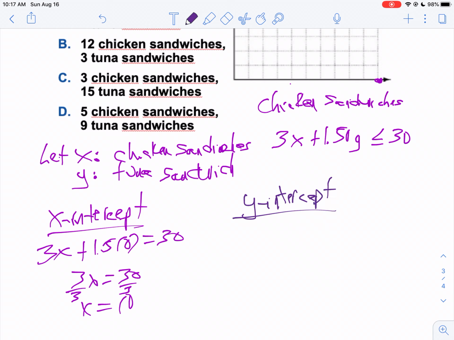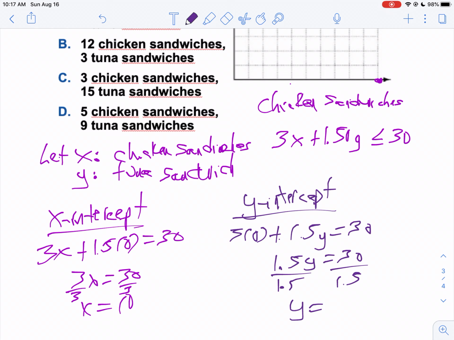So remember, in the y-intercept, x is 0. So 3 times 0 plus 1.5y equals 30. Well, that's 1.5 times y equals 30. Divide both sides by 1.5. Y equals, that would be 300 divided by 15, so we're going to get 20.